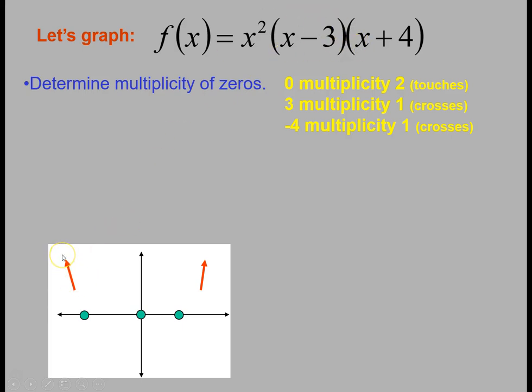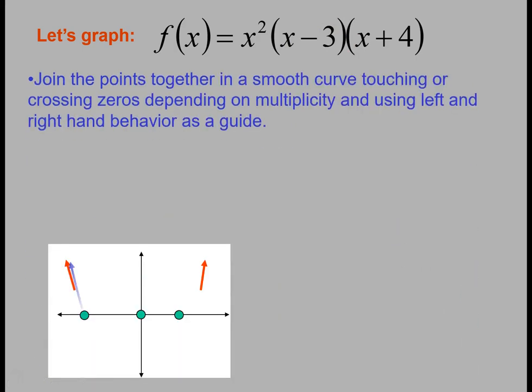So now, with the end behavior being what it is, and knowing those pieces of information, I have to draw something that looks like that. It's got to cross, touch, and then touch there, and then cross there.